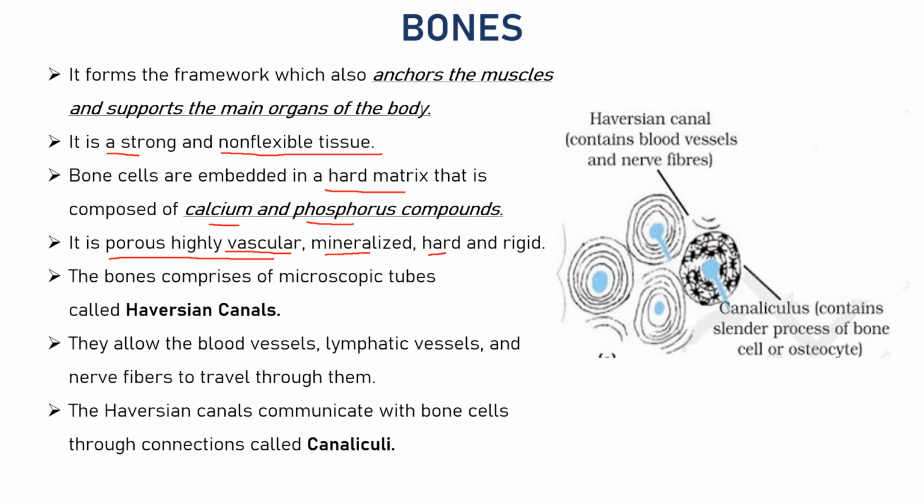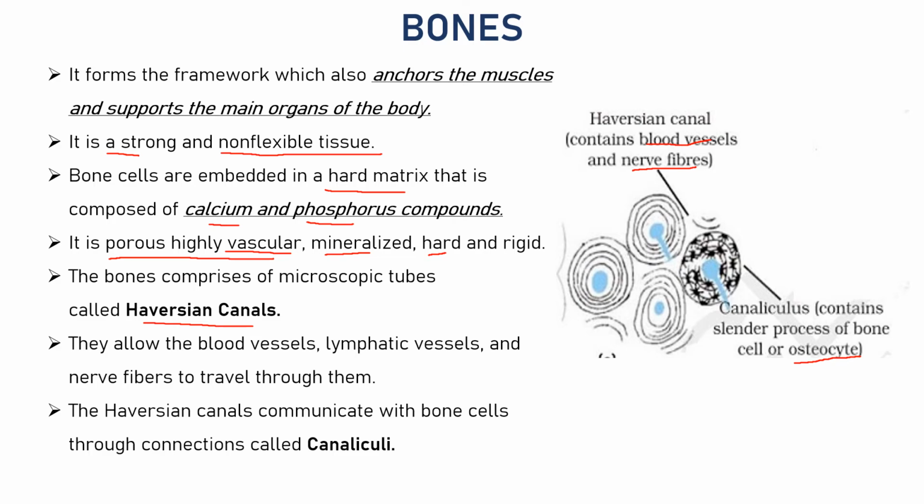Here the bones comprise microscopic tubes called Haversian canals. You can see the Haversian canals here, children, right? These Haversian canals contain blood vessels as well as nerve fibers, right? And you can see the bone cells. Bone cells are known as osteocytes, right?